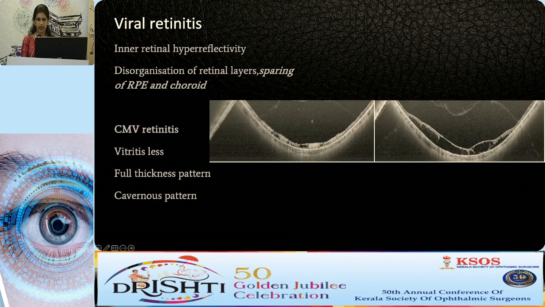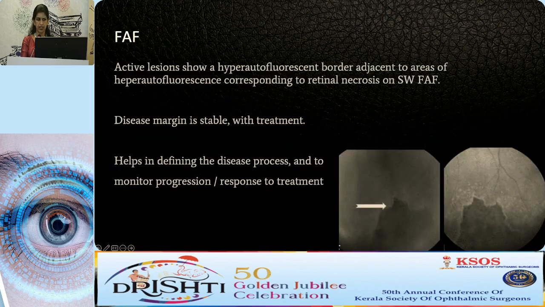Then we have the viral retinitis. In viral retinitis, you have again necrotizing full thickness retinitis. But the difference is the sparing of the RPE and choroid in contrast to toxo. And in CMV retinitis, the vitritis will be less. There are two patterns that have been described, the full thickness pattern and cavernous pattern on OCT. These cavernous areas may later go on to retinal thinning, breaks and rhegmatogenous detachment.